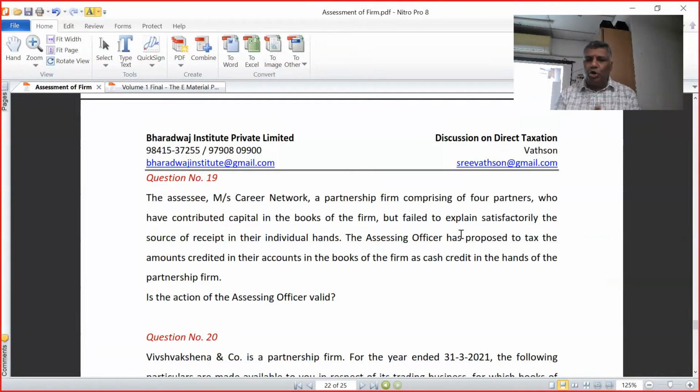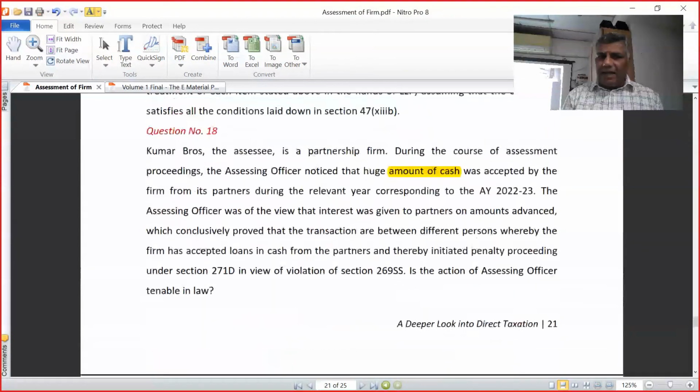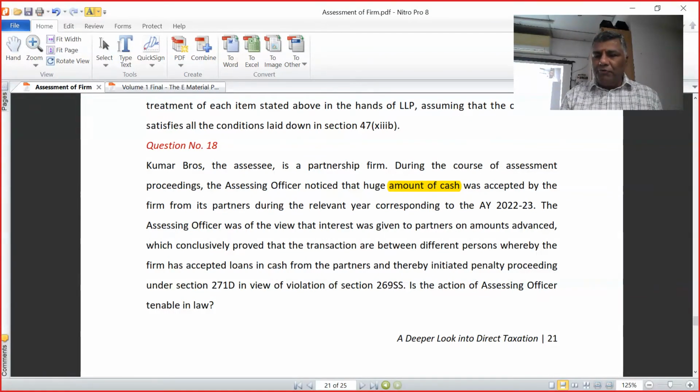As of now, in your notebook, write and keep. Question number 18. Firm and the partners are one and the same. Hence 269SS not applicable. Open bracket, Muthoot Financiers. If you want more, refer penalty chapter.